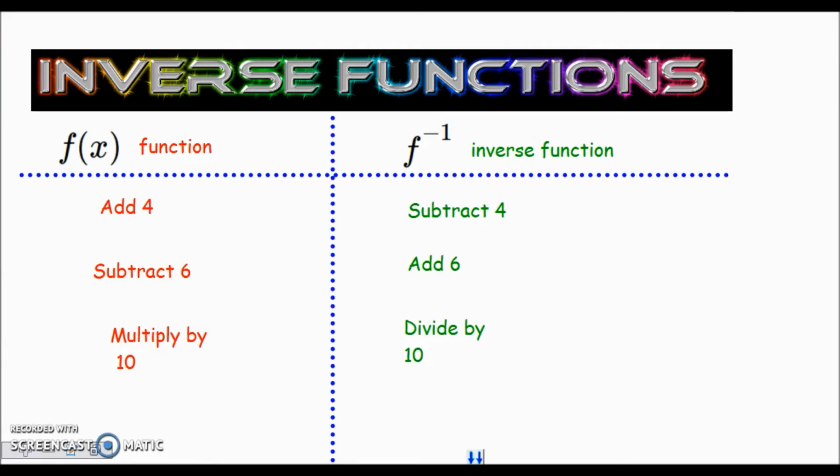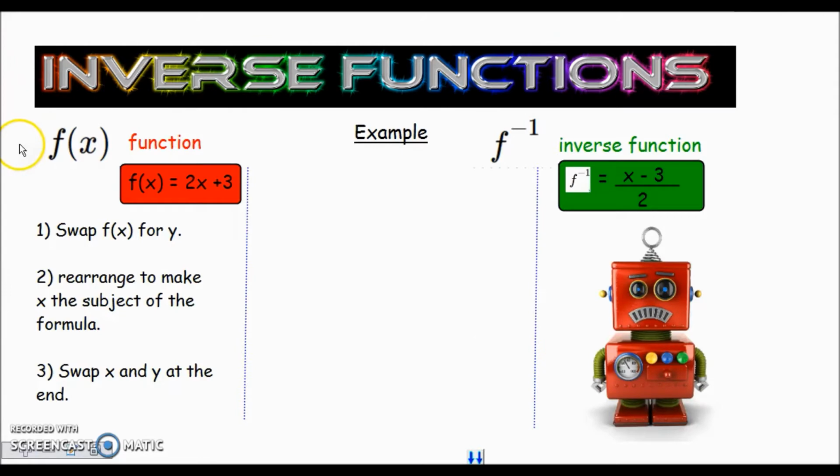So let's have a go at a proper example, a proper question. Here are 3 easy steps to change a function. So here's our function. Our f of x is 2x plus 3. That's our function there. Times by 2 and add 3. So how do we undo that process to get the opposite? I've got the answer here. So let's see how we get from the function to the inverse function.